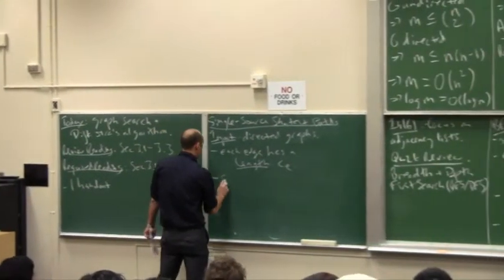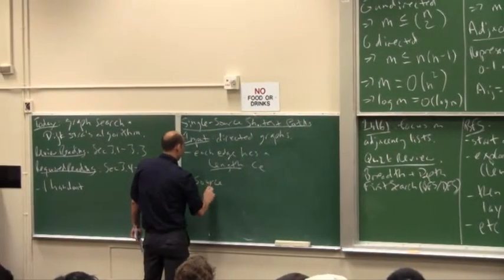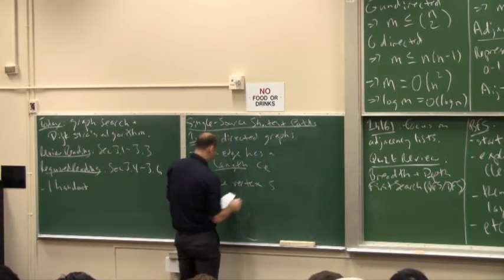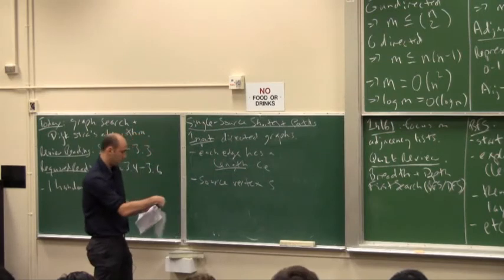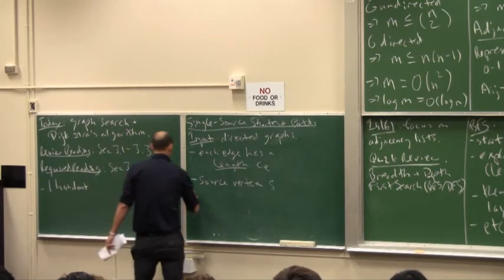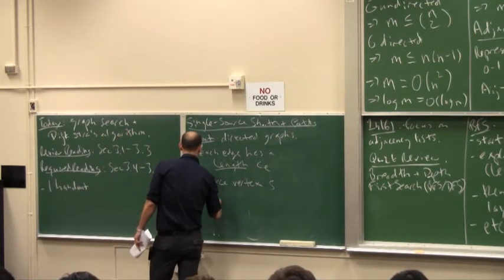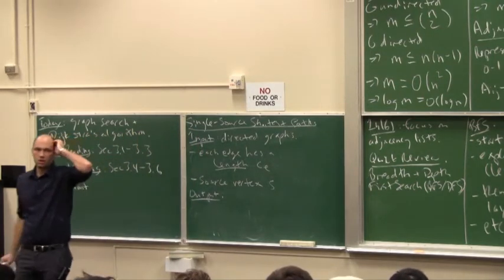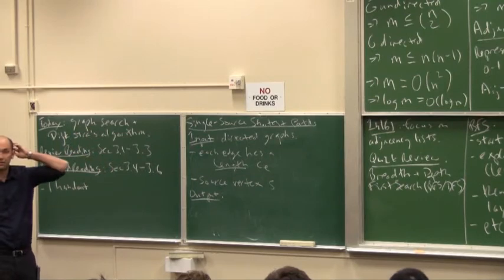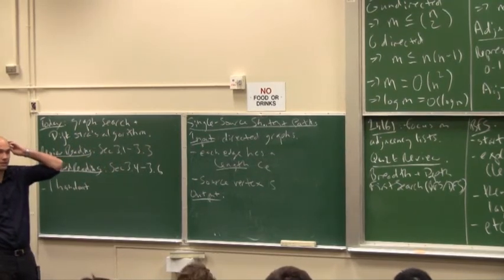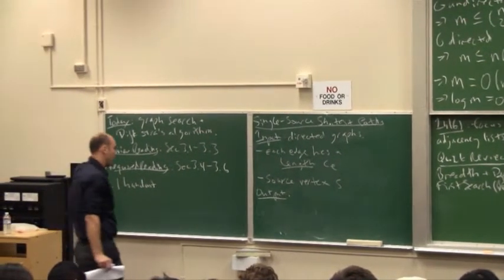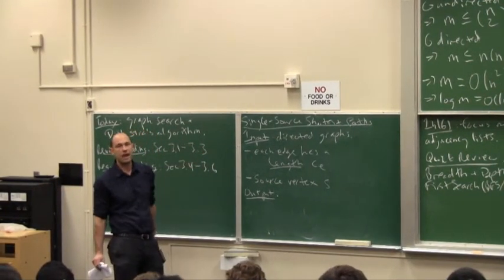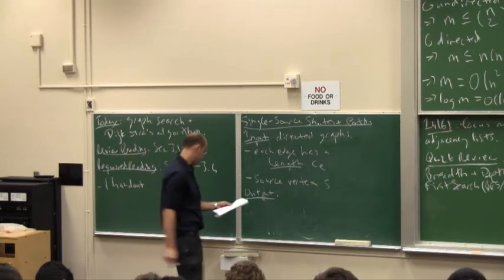Like in BFS and DFS, we're told an origin, or a source vertex, which I will continue to call S. And what is the goal? What do we have to do? What we have to do is, for every possible destination, compute a shortest path from S to V. Okay, for every possible destination vertex V. And here, by the shortest path, I mean the path for which the sum of the edge lengths inside the path is as small as possible.